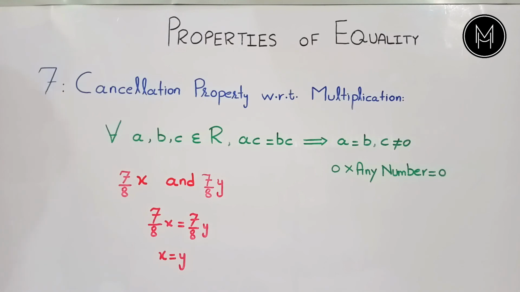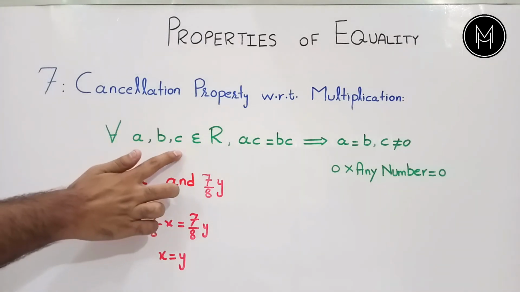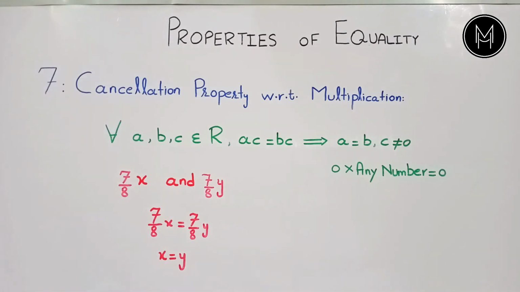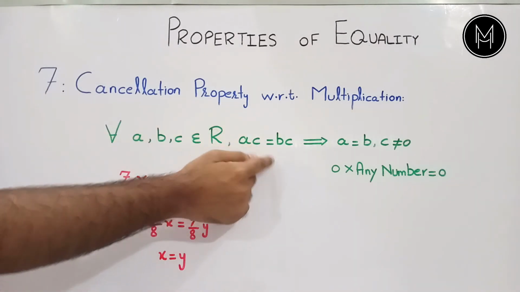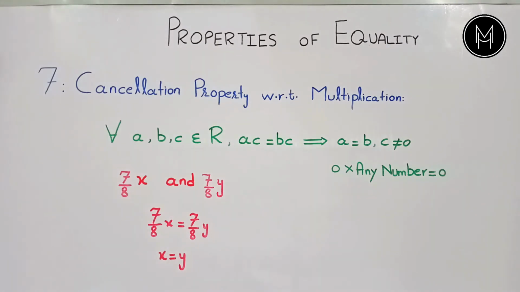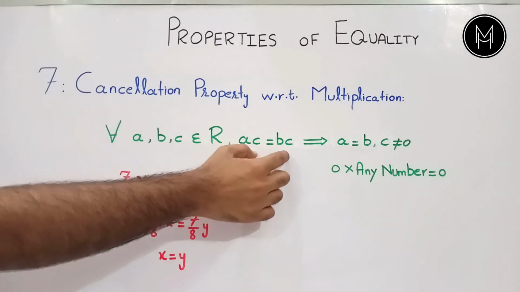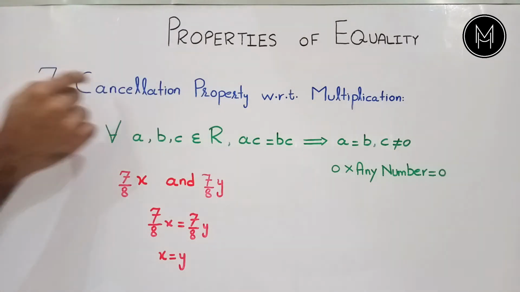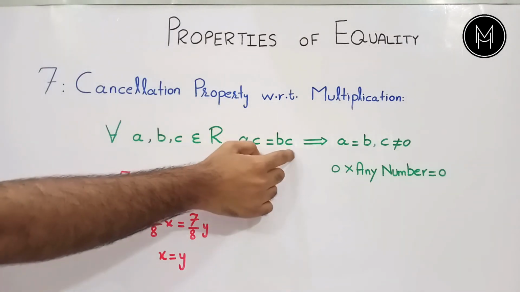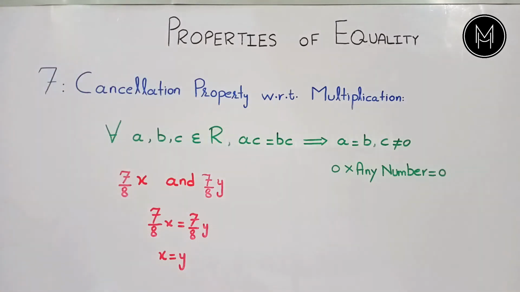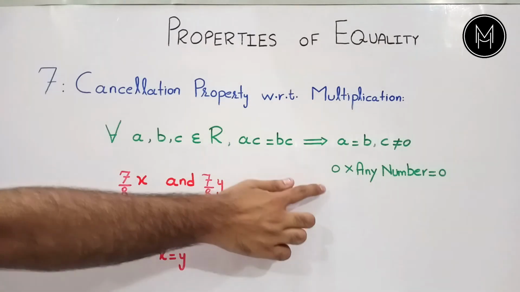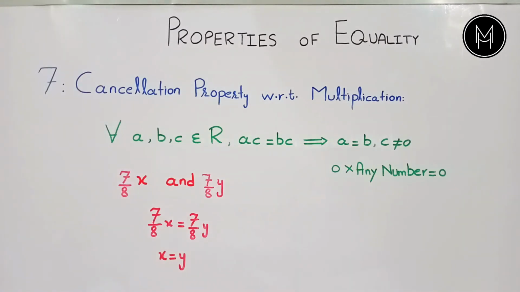This property says if we have three real numbers a, b and c, and if we make an equation of equality from these three real numbers with ac is equal to bc, you can see that c is a common number on both sides of the equation. So according to this property, if we cancel c from both sides of the equation, then even after cancellation the equality will be true. The equation will be equal with a is equal to b. But there is one condition, and that is c should not be equal to 0. Why? Because the product of 0 and any number is always equal to 0.